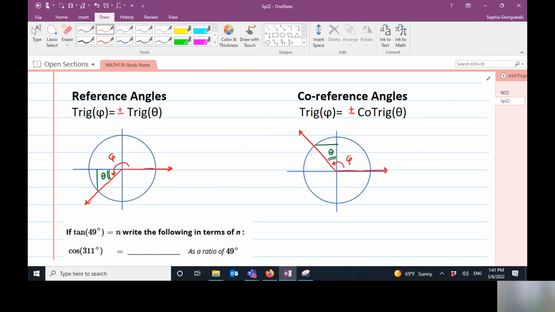So the co-reference angles, though, switch their cofunctions, which means the sine of phi is the cosine of theta, and the cosine of phi is the sine of theta, and the tangent of phi is the cotangent of theta, and the cotangent of phi is the tangent of theta. So the trigonometric functions that share the same name with either the co prefix or without it are the cofunctions, and they switch. So not only will you switch the function, but you will also check to see if you must keep the positive sign or make it negative.